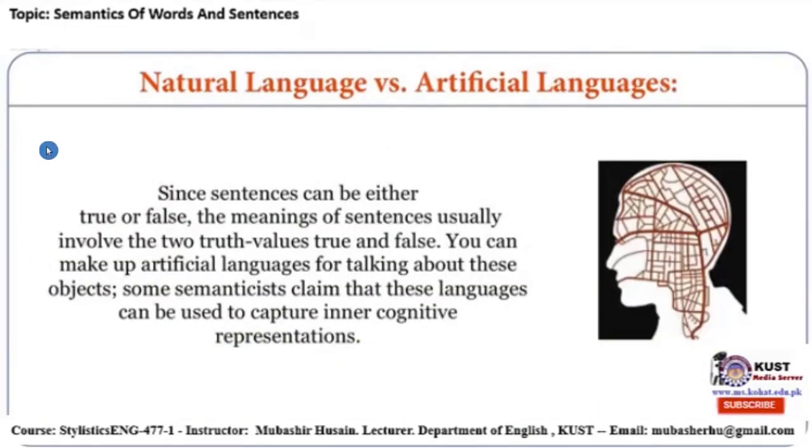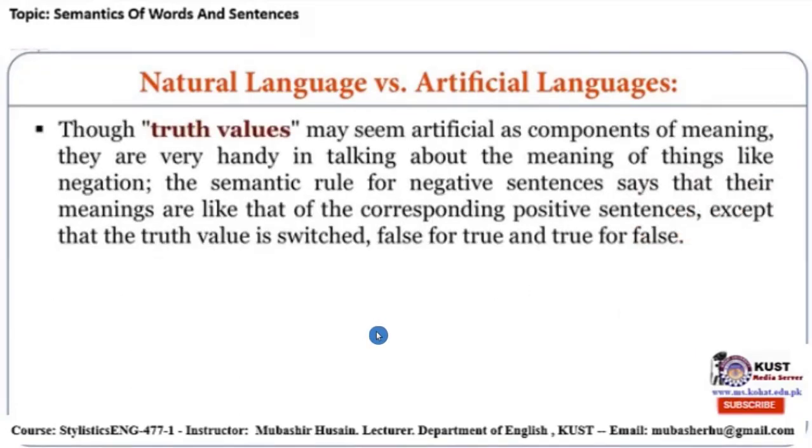Since sentences can be either true or false, the meaning of sentences usually involves the truth values true and false. You can make an artificial language for talking about these objects. Some semanticians claim that this language can be used to capture inner cognitive representation.